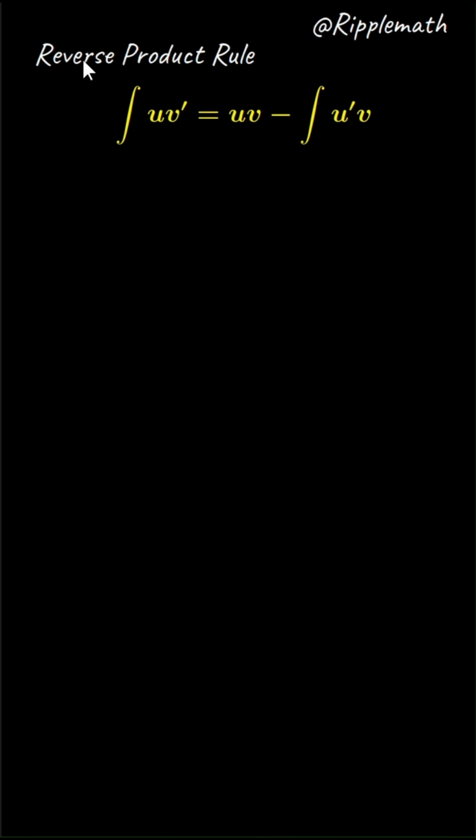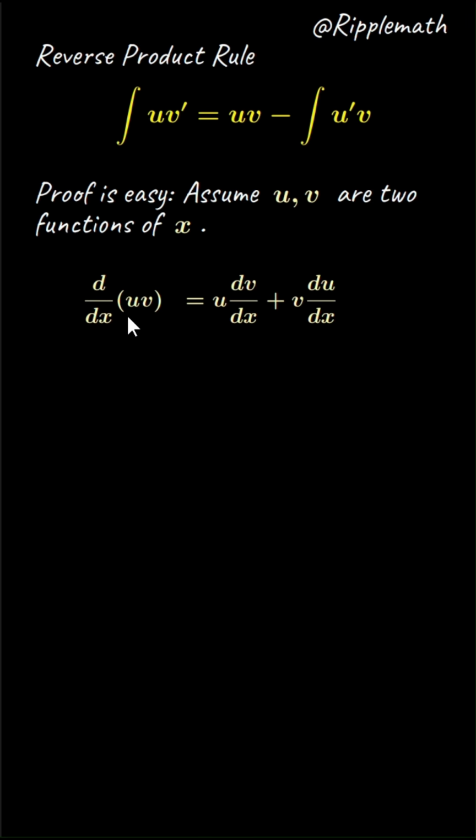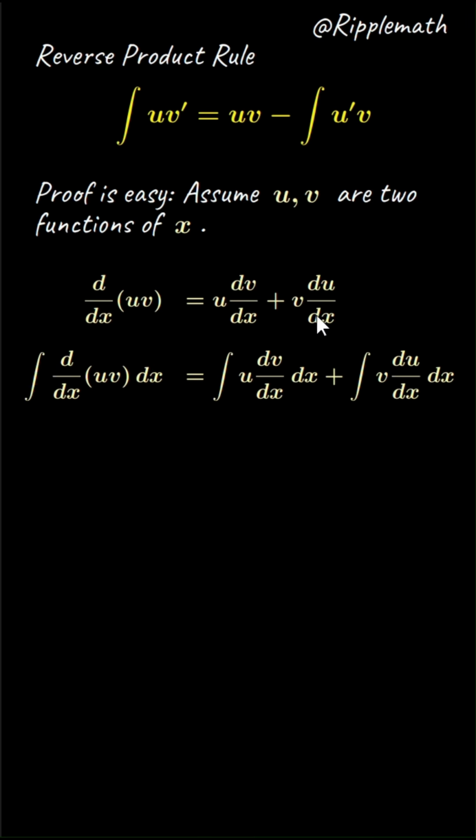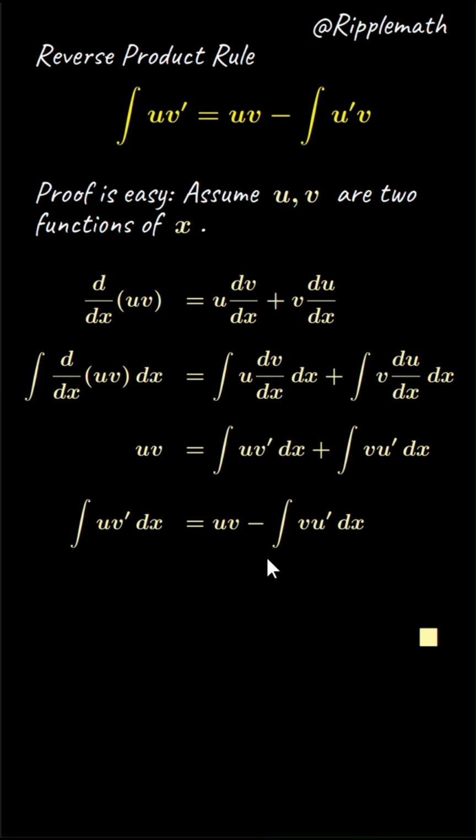All right, just a proof. It's called the reverse product rule because it's related to the product rule in differentiation, which is this one. If you differentiate uv with respect to x, assuming u and v are functions of x, then it's uv dash plus vu dash. Integrate both sides. This one cancels out, of course, because you're differentiating, then integrating. And you have your formula right there, easy peasy.